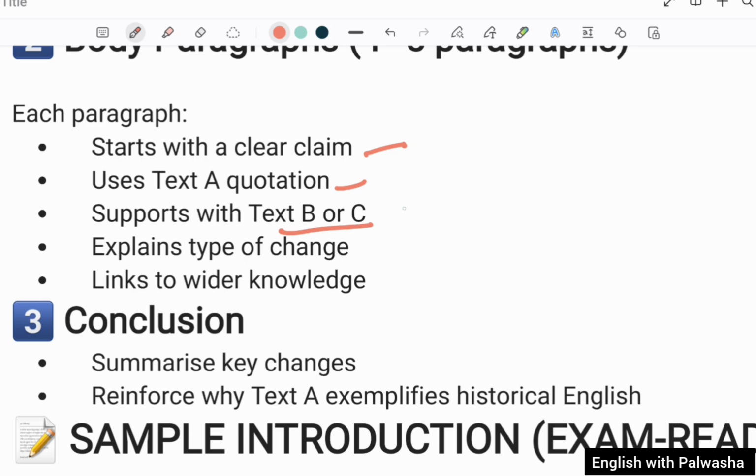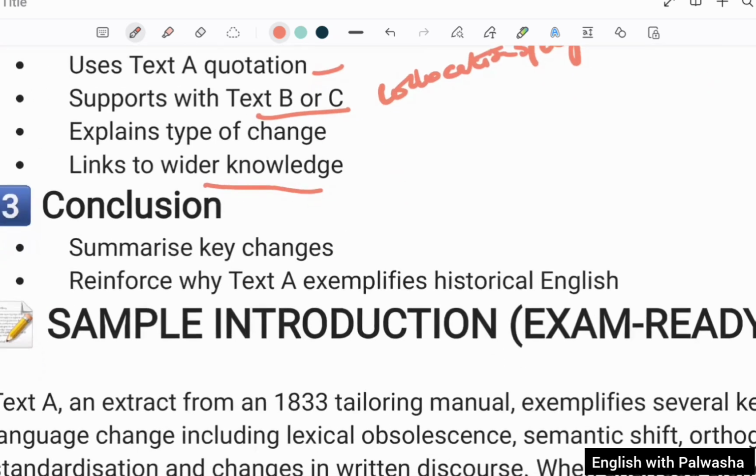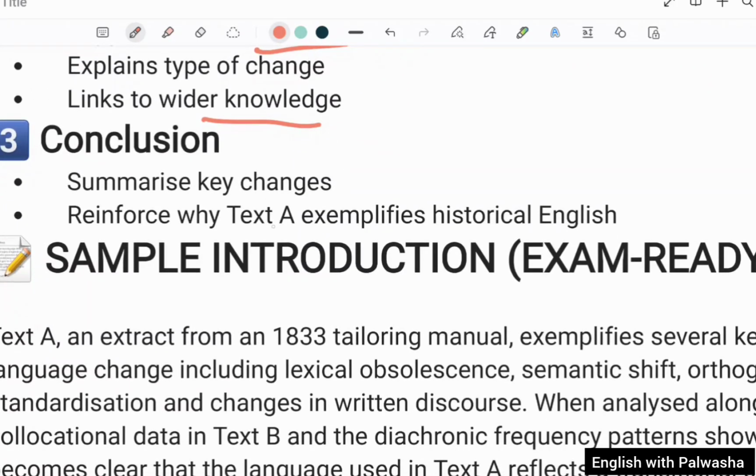Then you have to move towards the collocations and the n-gram graph. Explain the type of change. What is the type of change that happened there? Link to the wider knowledge. Then the conclusion: summarize the key changes. You have to reinforce at the end why Text A exemplifies historical English. Please read something about historical English, then you will get to know more.